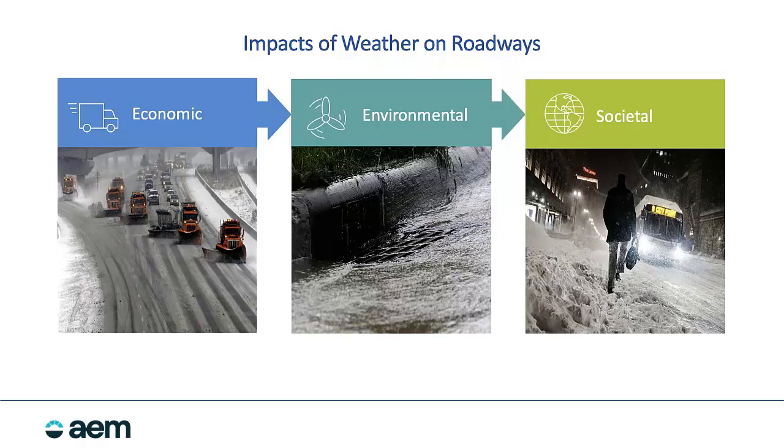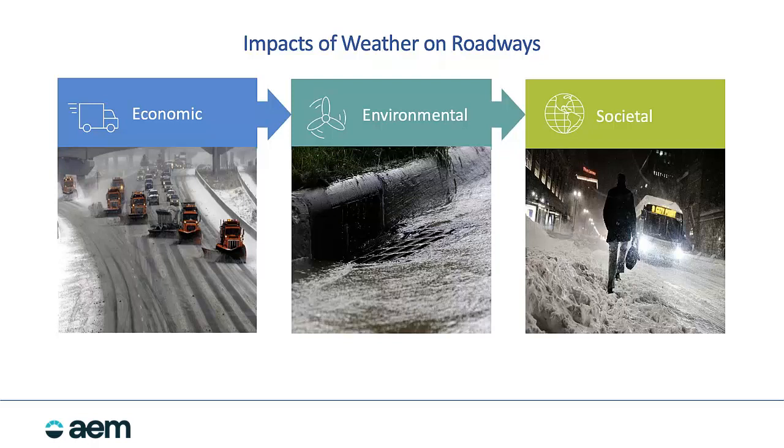And finally is the societal impact, right? This is everything from accidents that might occur on the way home during a winter storm, or even just the inconvenience of someone having to show up late to work because of an unplowed road or an unplowed sidewalk and having to walk there. And then we get into the numbers of accidents and lives lost. Over 5 million accidents occur in the U.S. alone annually, and over 20% of those are directly related to weather. So one in five accidents, injuries, and fatalities are directly attributable to weather-influenced conditions.